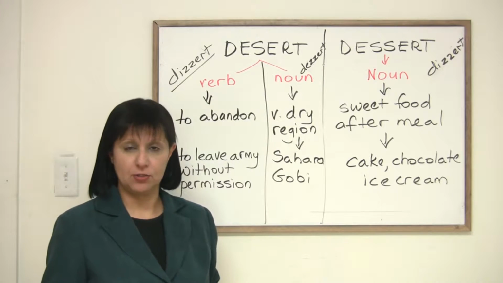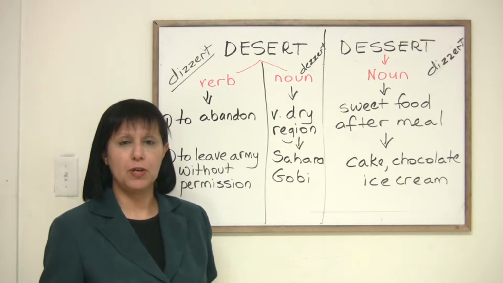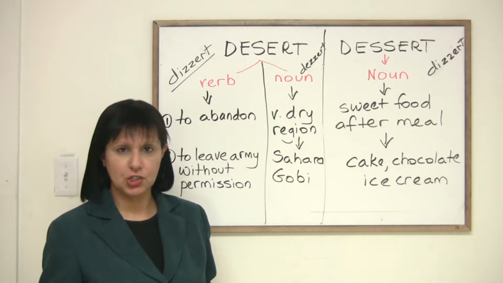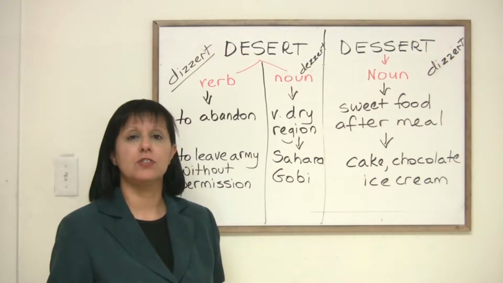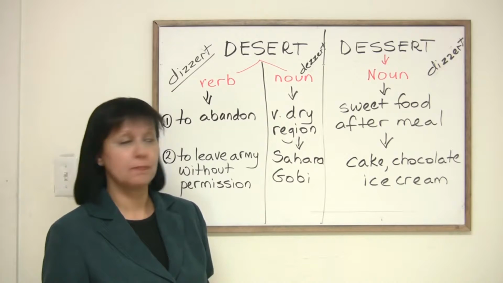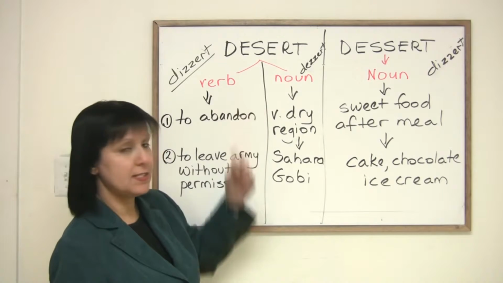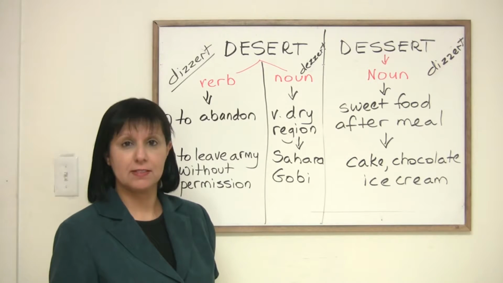And what is a desert? A desert is a very dry region with little rainfall, not much vegetation, right? We are all familiar with various deserts around the world, such as the Sahara Desert, or the Gobi Desert, or the Thar Desert in India, right? So, this is the word desert, the very dry region, spelled with one S, correct?